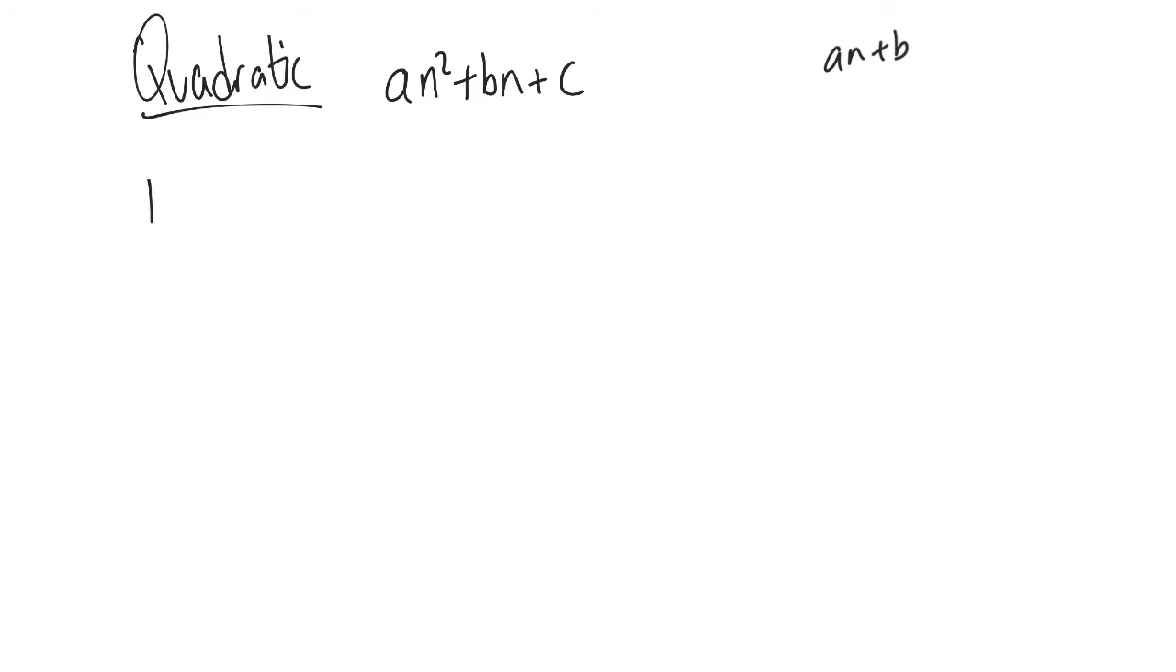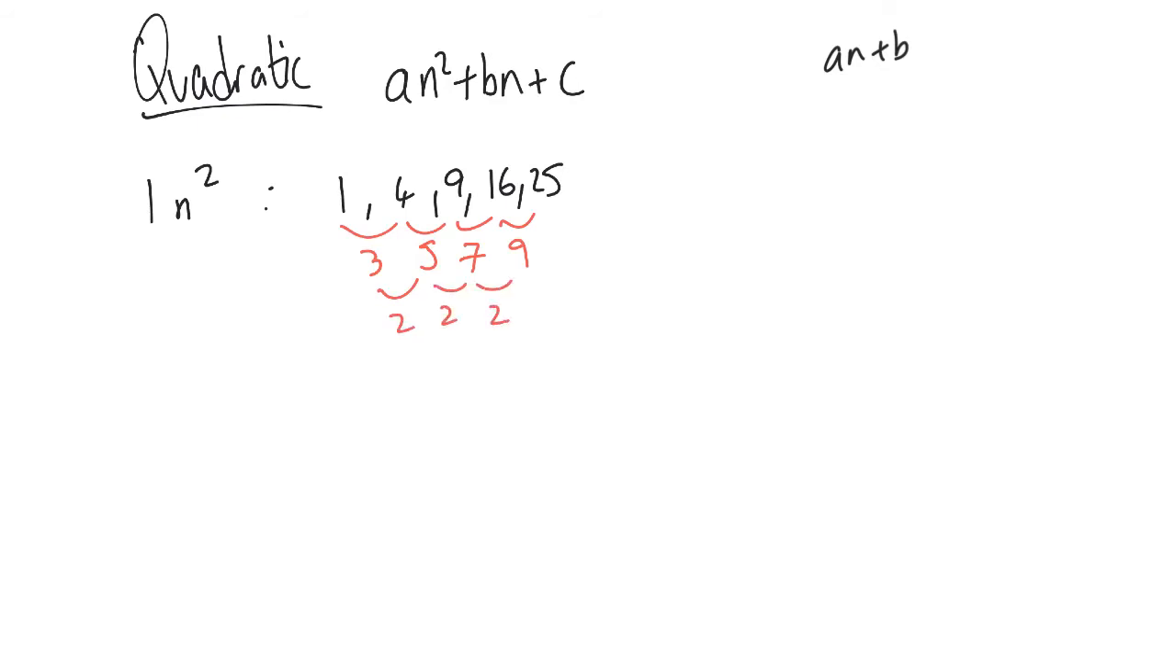If we had the sequence 1n squared, that's going to be 1, 4, 9, 16, 25. And from that, the first difference we can see is 3, 5, 7, and 9. And the second difference is a constant of 2. So for 1n squared, the second difference was 2.